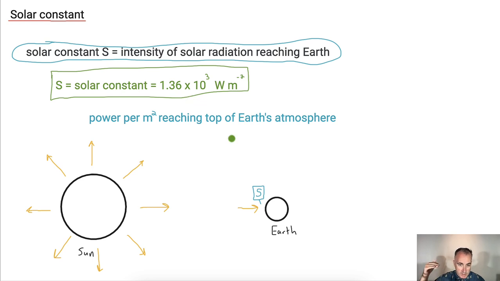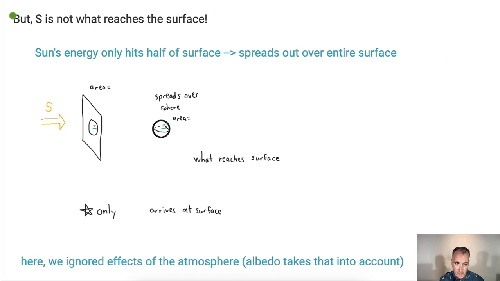If we're talking about what reaches the top of the atmosphere, sure. But what actually reaches the surface of the Earth? I think that's an important piece here. So S is not what reaches the surface. That's because, first of all, the sun's energy only hits half the surface, and that spreads out over the entire surface. So let's take a look at what ends up happening here.